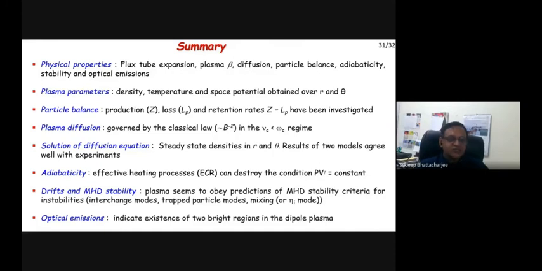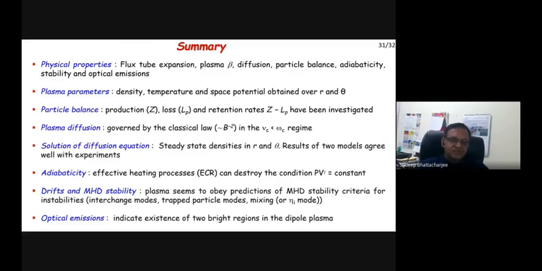I did not get time to talk about plasma stability. I talked about plasma parameters, density, temperature, and the space potential, which has been obtained over r and theta. I have talked about particle balance, which is the global particle balance in the dipole plasma: production rate, loss rate, retention, which is mainly important, that is production minus loss, have been investigated.